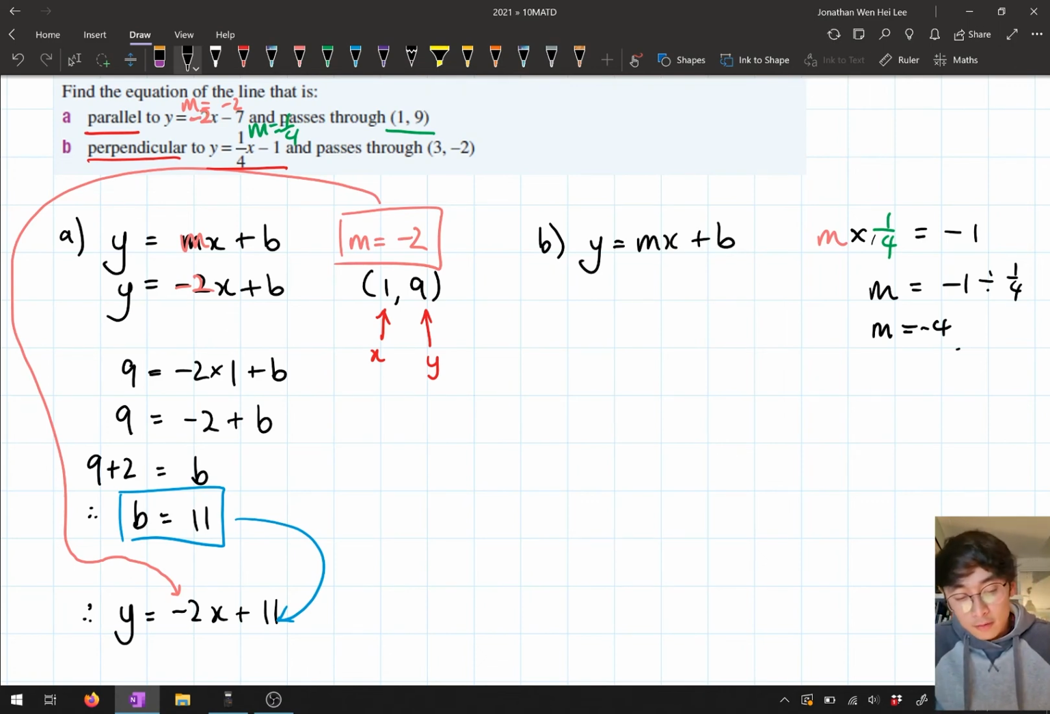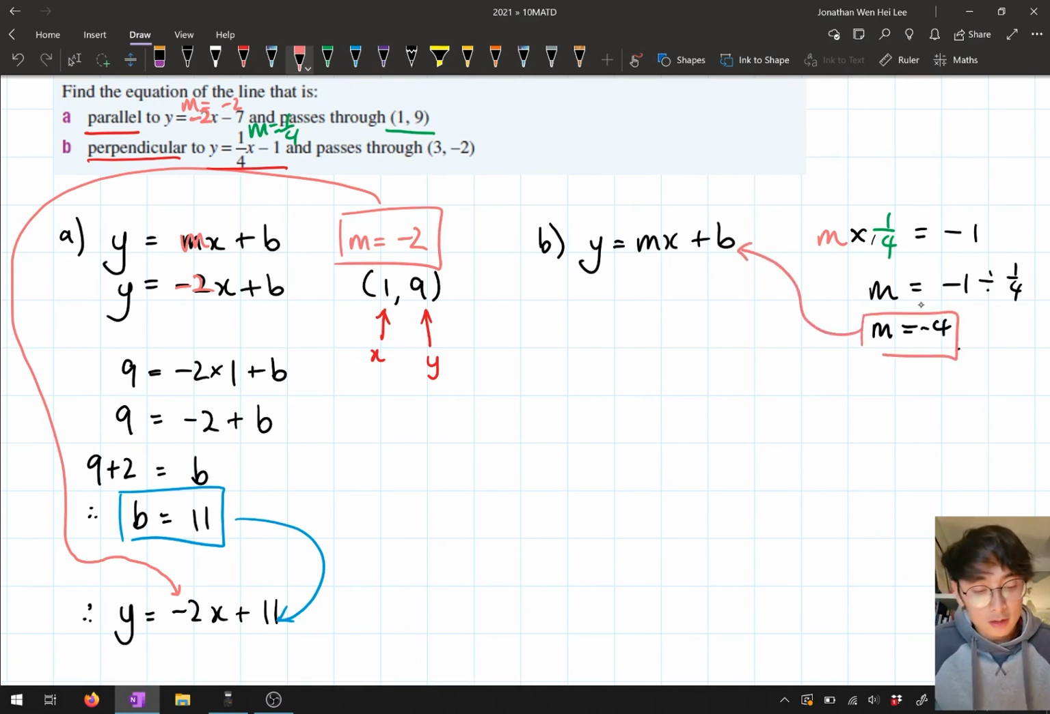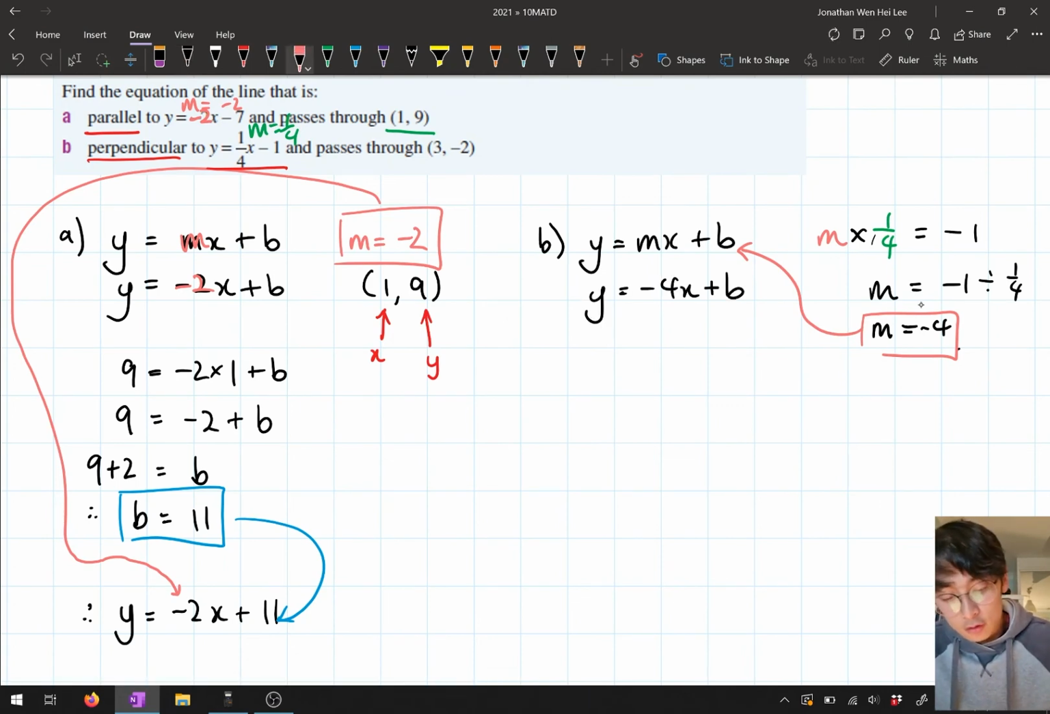Okay, so because I have this negative 4, I'm just going to replace it in my equation up here. So what I'm going to write is y is equal to negative 4x plus b. I've just replaced m with negative 4 that we found from this condition, because we know that this line is perpendicular to y is equal to 1 quarter x minus 1. Okay, that's the first part.